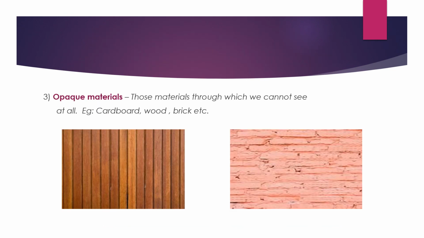Next is opaque material: those materials through which we cannot see at all. We cannot see what is on the other side; it is not visible to us at all. Examples: cardboard, wood, brick. They are examples of opaque materials. So on the basis of this also we can sort materials into groups.